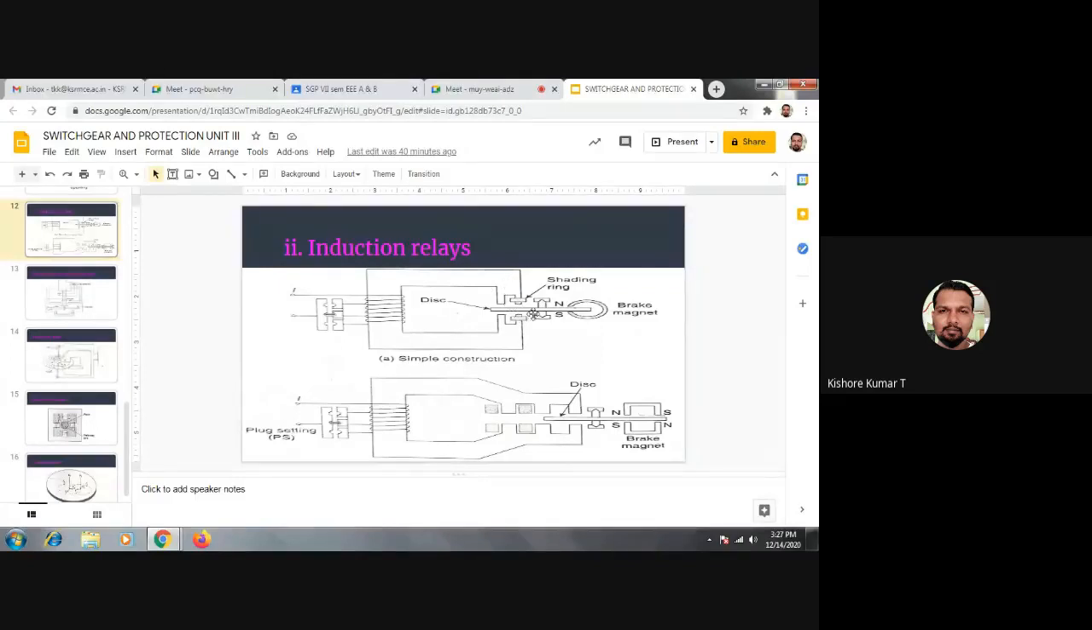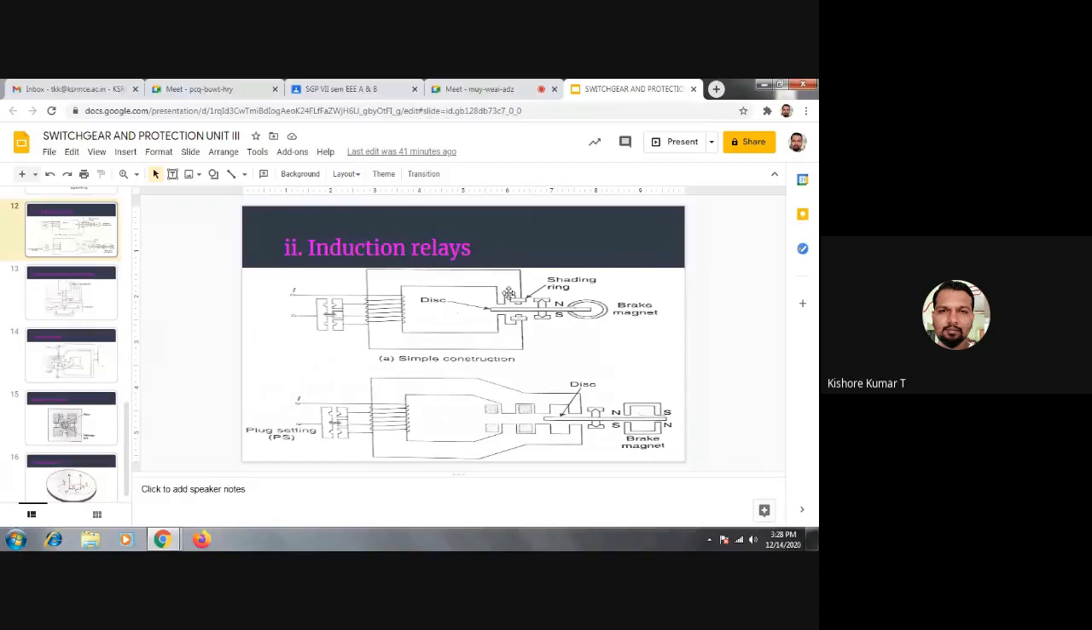This flux will interact with the disc here. So from the top, a magnitude of flux will interact with the disc, and from the bottom, another magnitude of flux will interact with the disc, which are opposite in direction, due to which there will be a torque developed on the disc. So here, this disc will be considered as a short circuit material, which is placed in an alternating magnetic field.